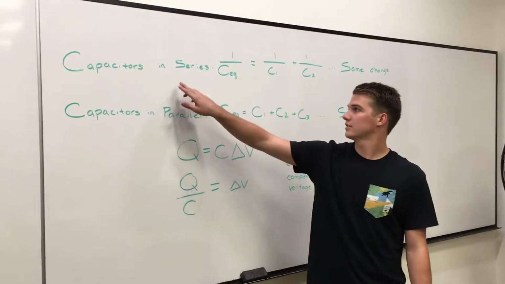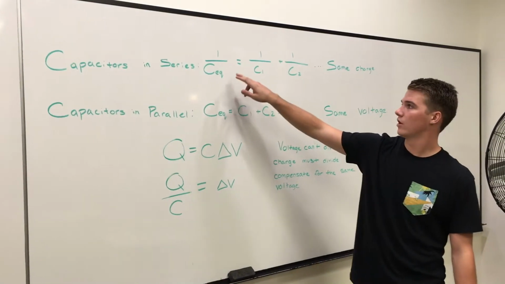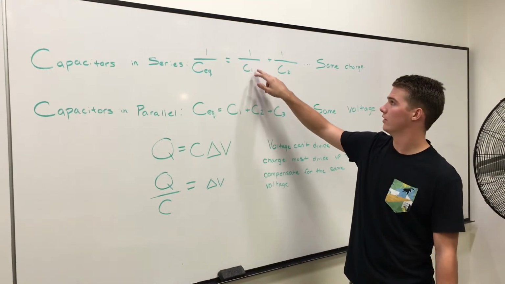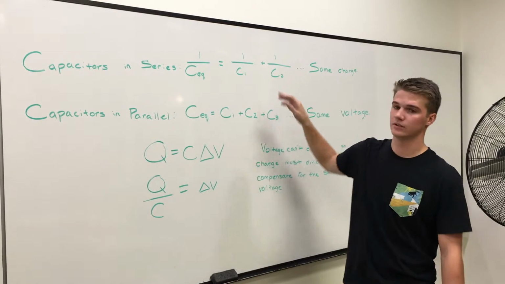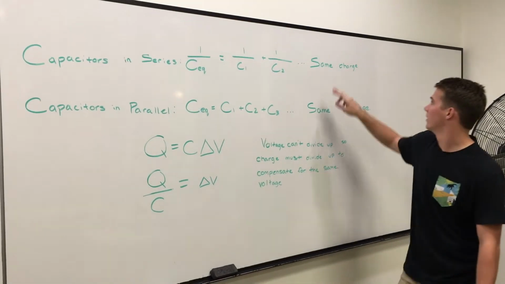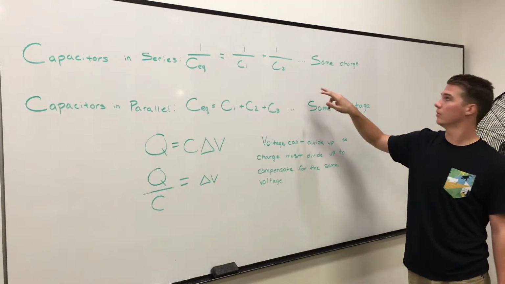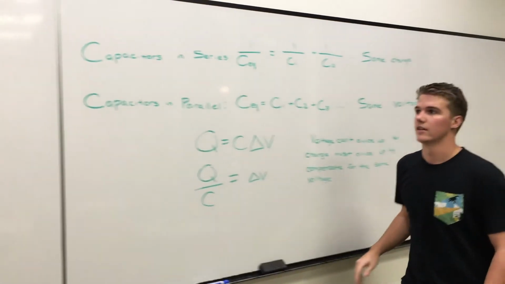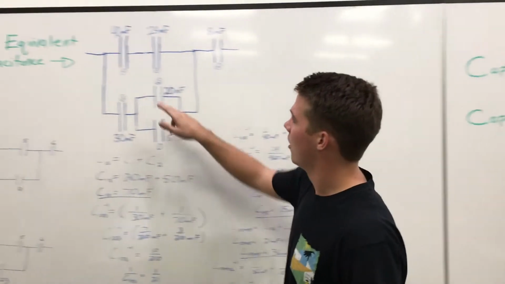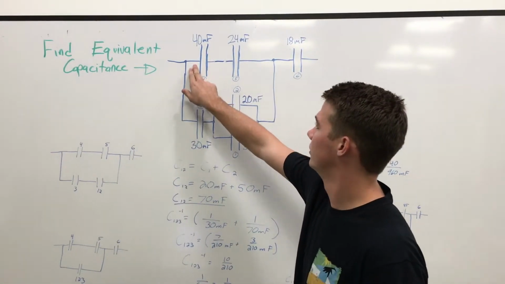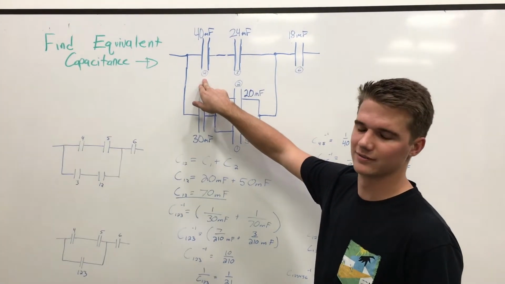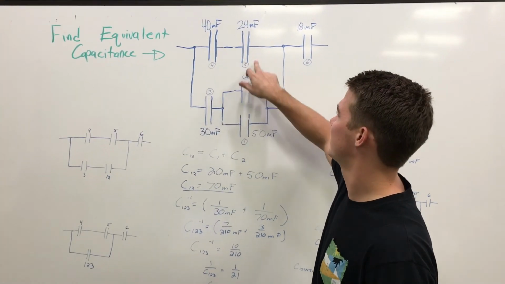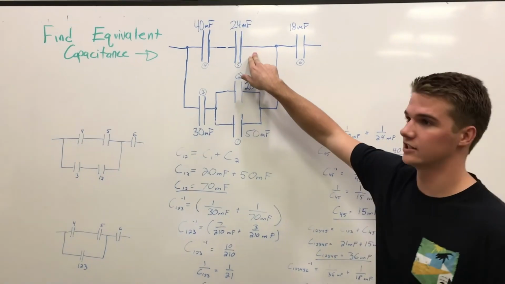Okay, for our capacitors in series, our formula is 1 over C equivalent equals 1 over C1 plus 1 over C2. This leads us to show that C1 and C2 will have the same charge. This is because you can see over here, all the charge that passes through capacitor number 4 has to pass through capacitor number 5. It has no other route to take.